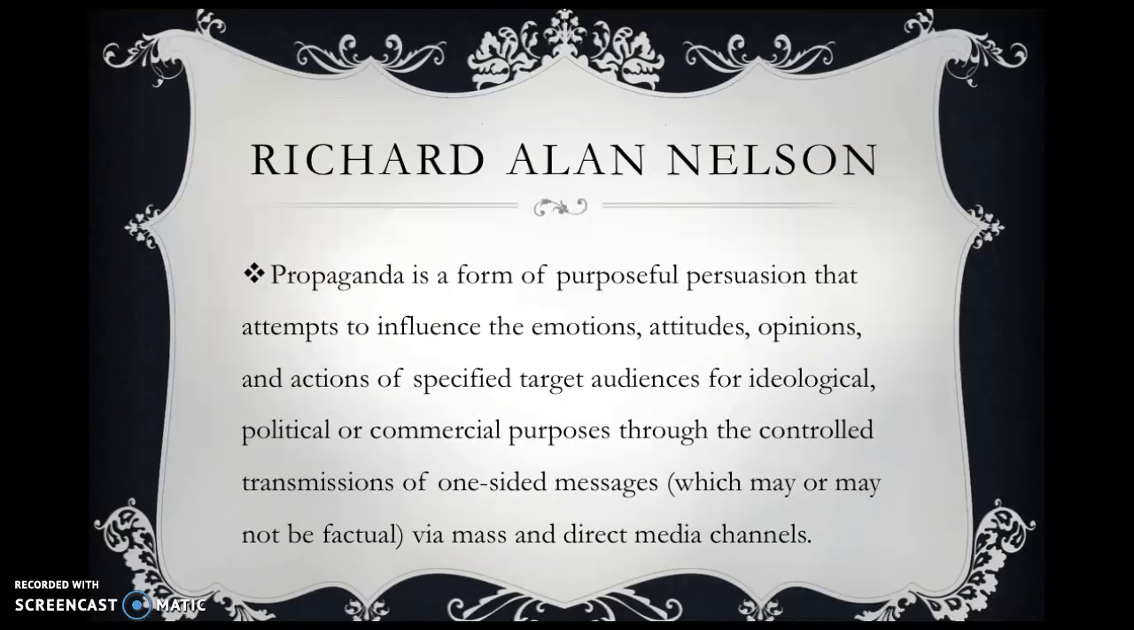The next, propaganda is a form of purposeful persuasion that attempts to influence the emotions, attitudes, opinions, and actions of specified target audiences for ideological, political, or commercial purposes through the controlled transmission of one-sided messages, which may or may not be factual, via vast and direct media channels, by Richard Allen Nelson.